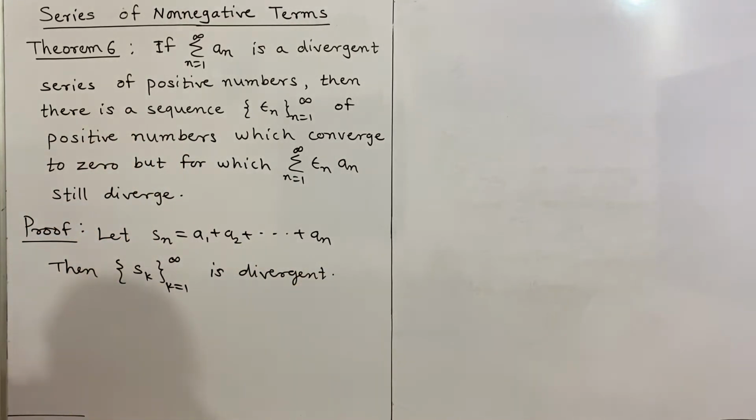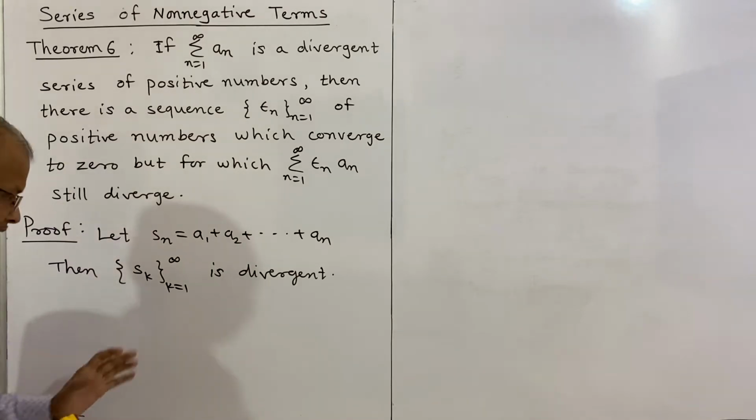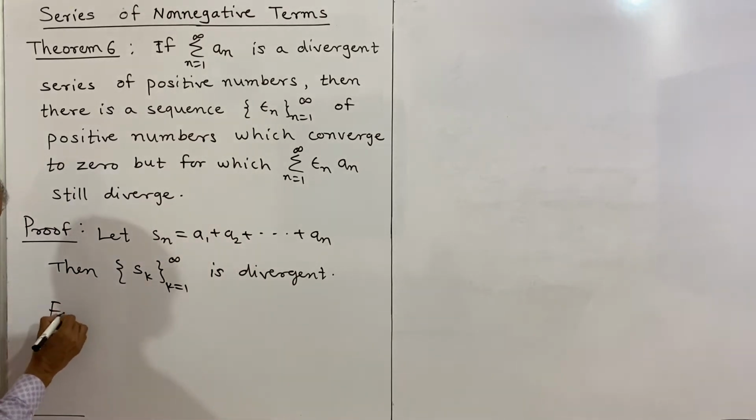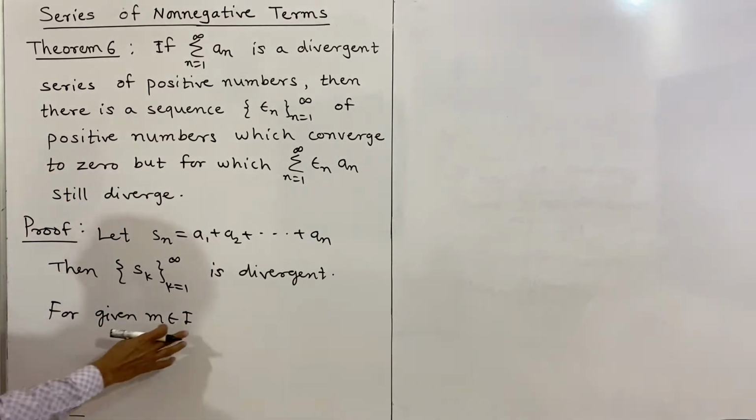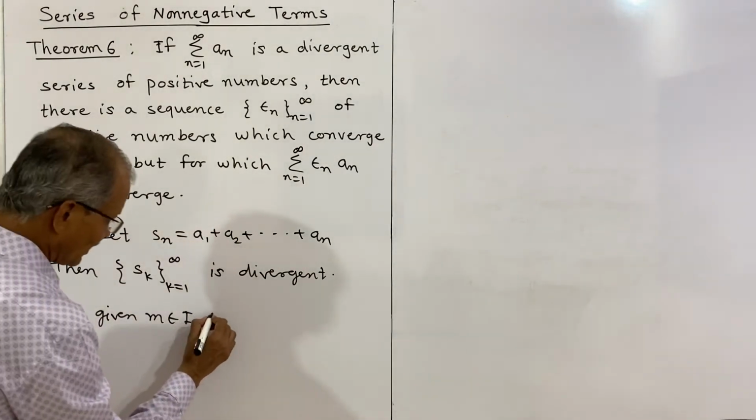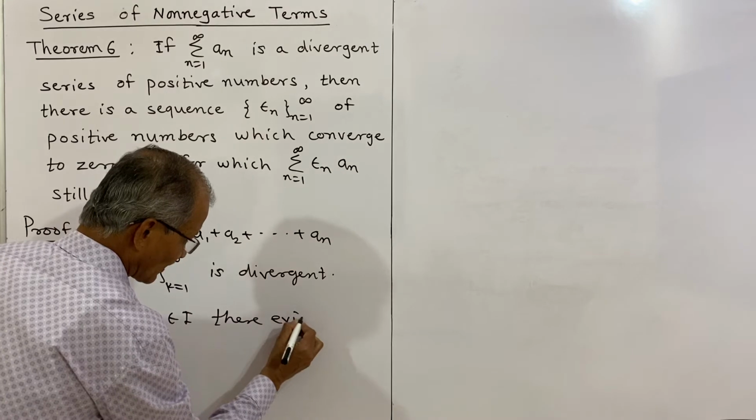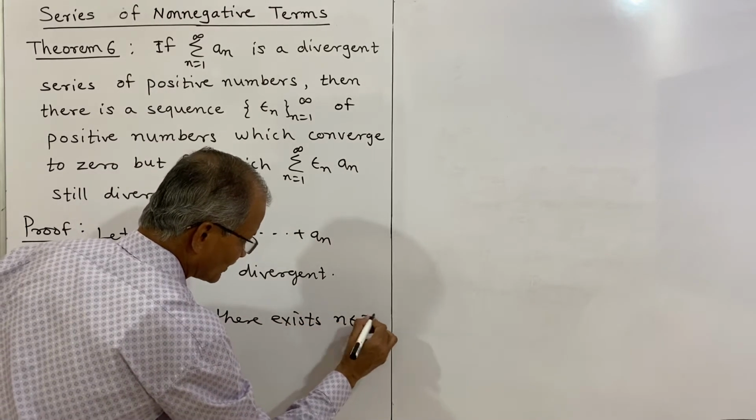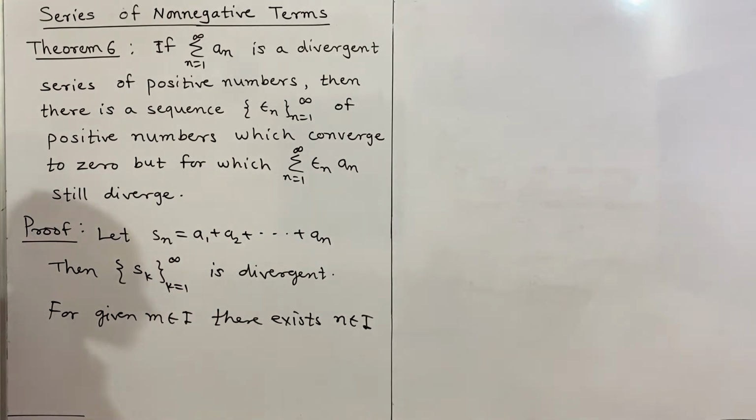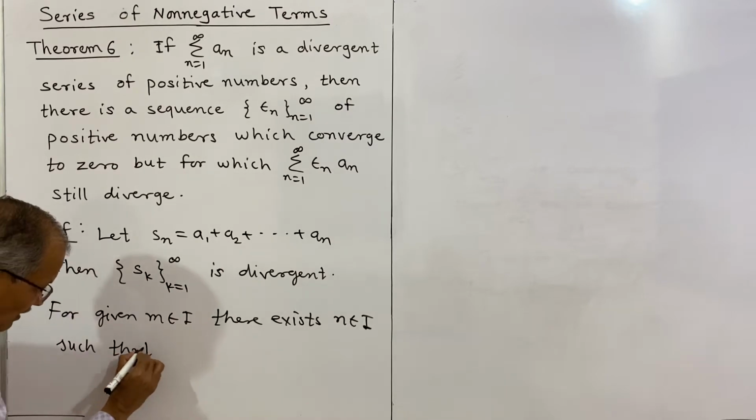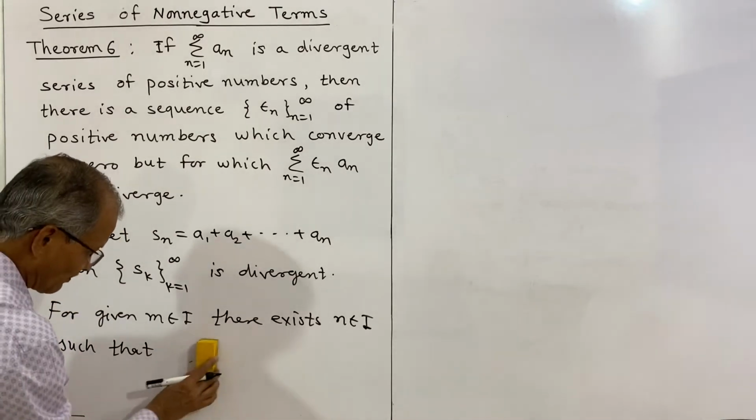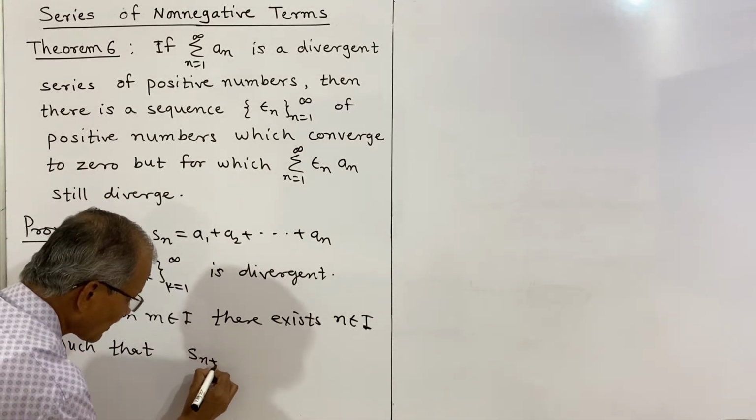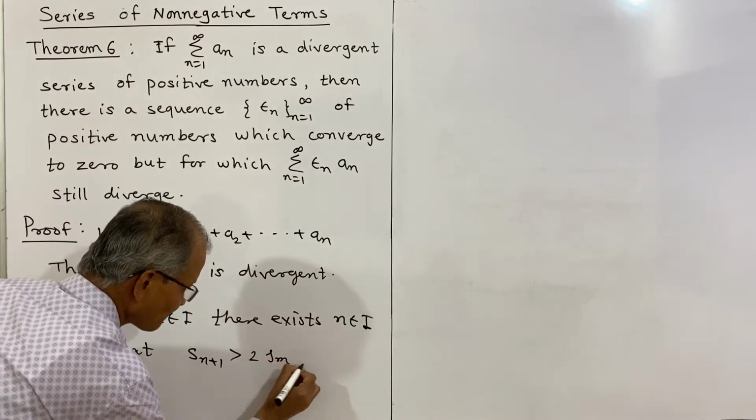And now because this sequence is divergent, for given m belonging to I, where I means the set of integers, positive integers, there exists again another positive integer n belonging to I, such that S_{n+1} will be greater than 2 times S_m.